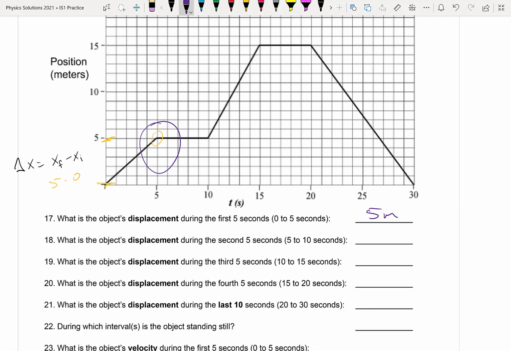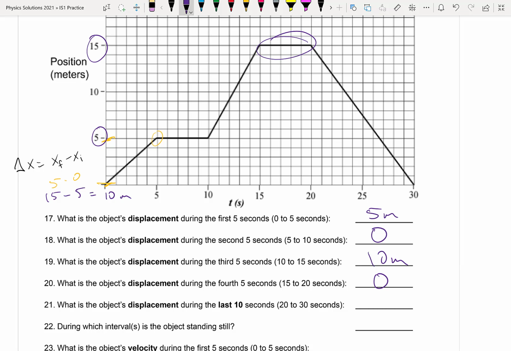Now from 5 seconds to 10 seconds, I can see I get no change in position. So 0 is my displacement. What about displacement from 10 to 15? So at first my position is 5, then it's 15. Again, displacement is the change in position, so it's going to be 10 meters. So from 15 to 20 seconds, again I can see there's no change in position, so it's going to be 0.